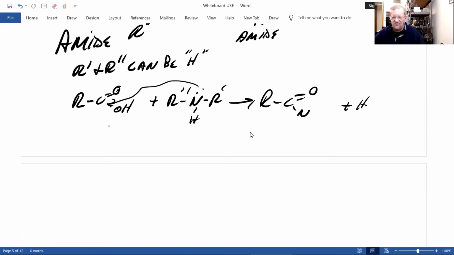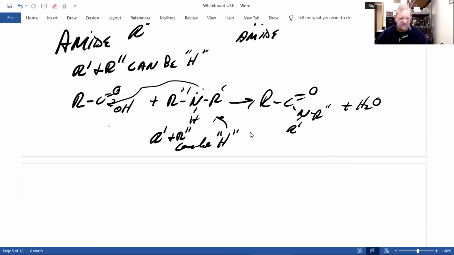One of the rare times Dr. White will put down something inorganic. Now remember, R prime and R double prime can be hydrogen. So this also means ammonia, NH3, or primary secondary amines.